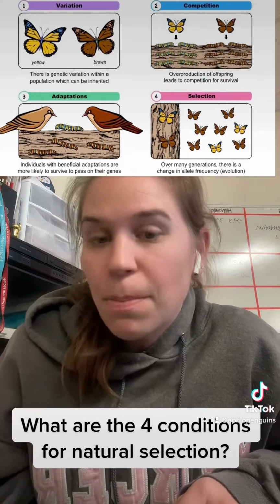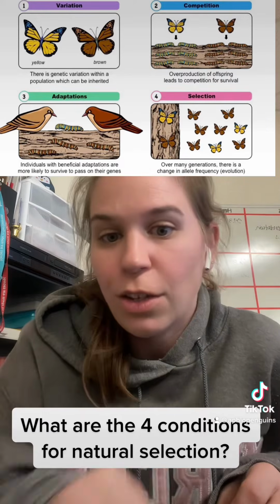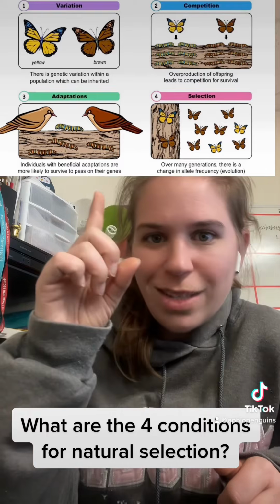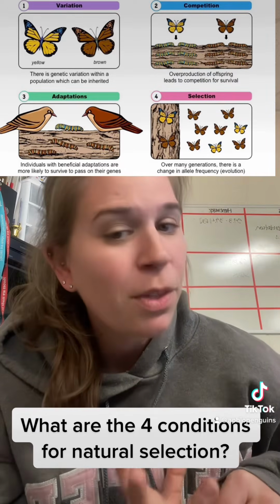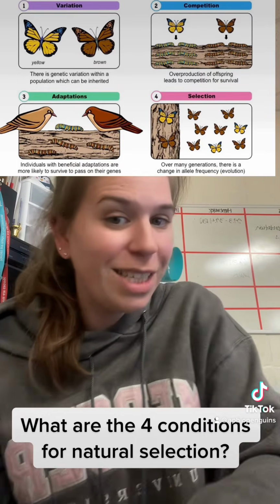Adaptations, there needs to be something that's beneficial that allows the individual to be more likely to survive and more likely to pass on its traits. So of course, adaptations. And then selection. We need to see that there is a change in the allele frequency. There needs to be changes in allele frequency in order to see evolution take place.